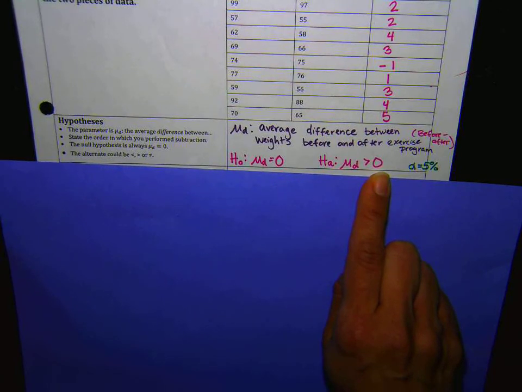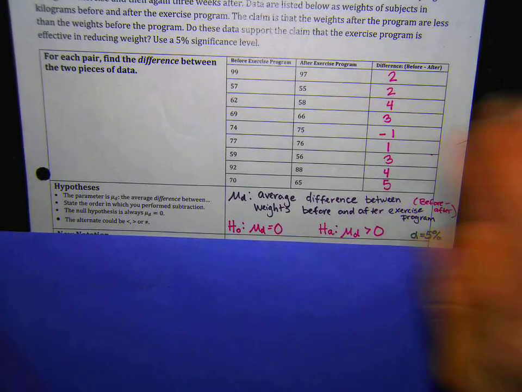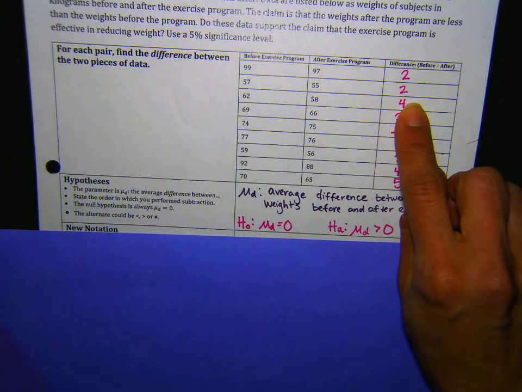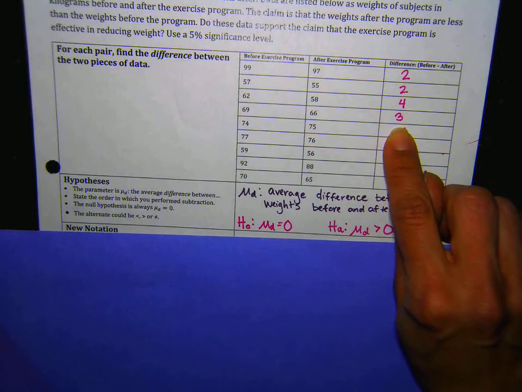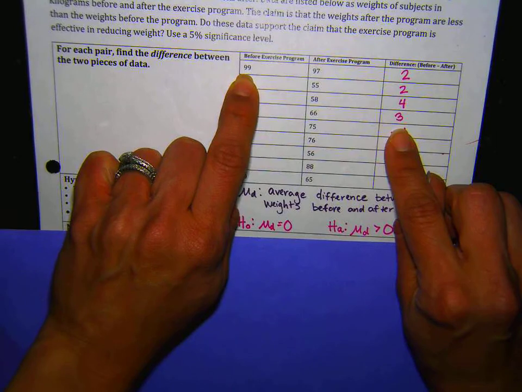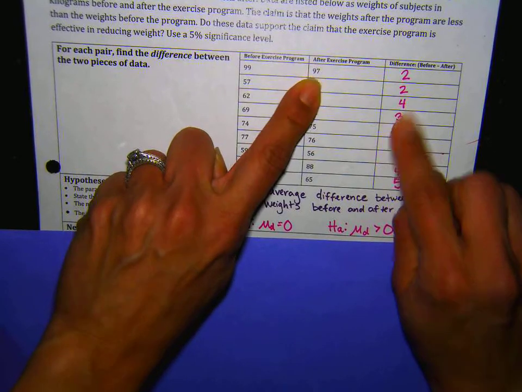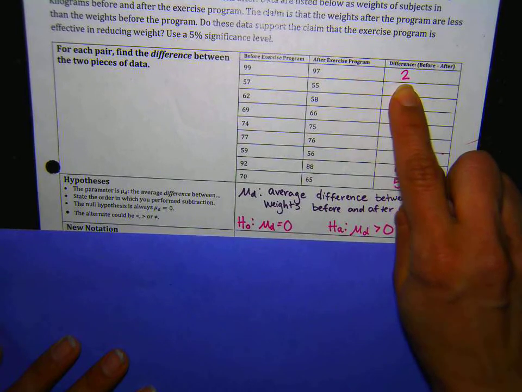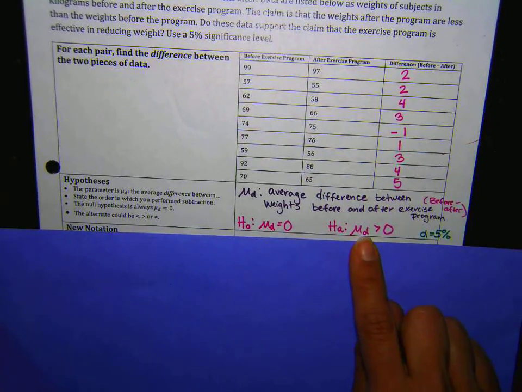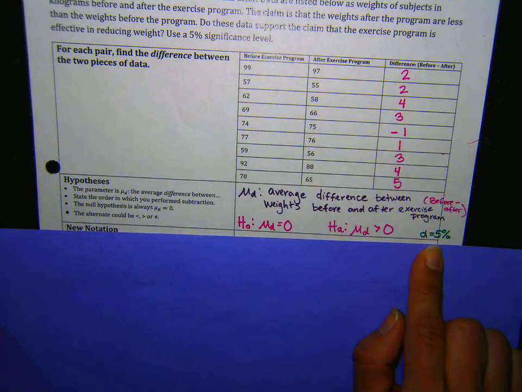Again, go back to the context of the problem. A positive difference is saying that people are losing weight after the 3 weeks. This person dropped from 99 kilograms to 97. That's a positive difference of 2 kilograms. So my H_A is that my mean difference is going to be above 0, greater than 0. And we were also told that our significance level should be 5%.